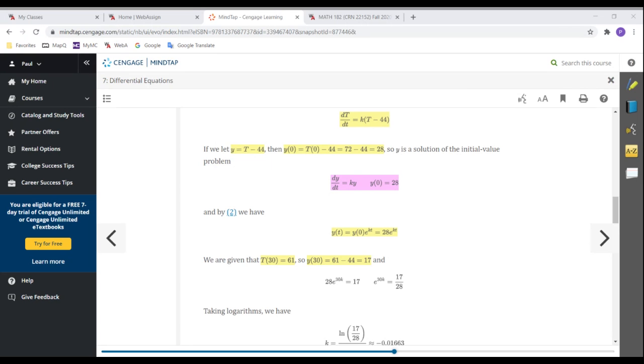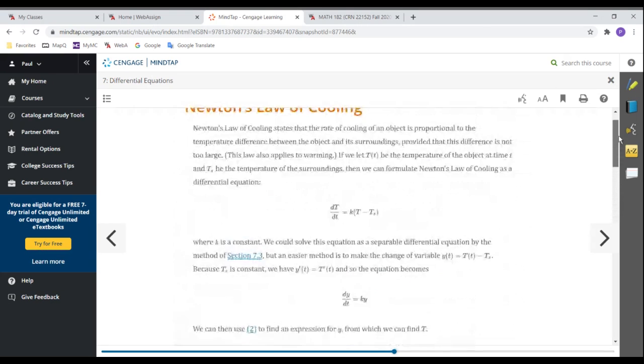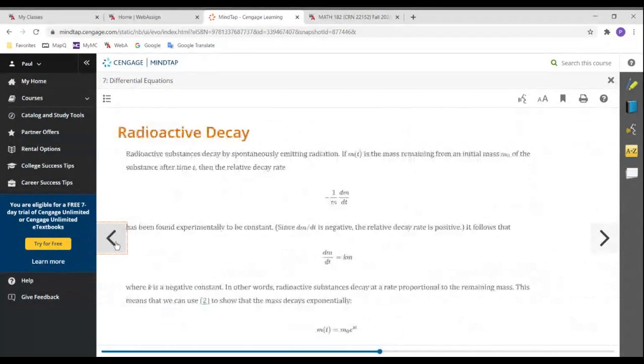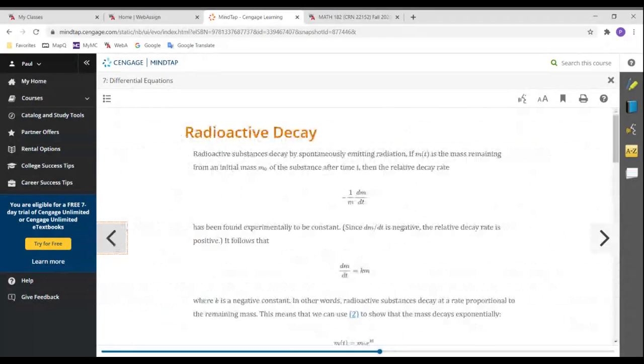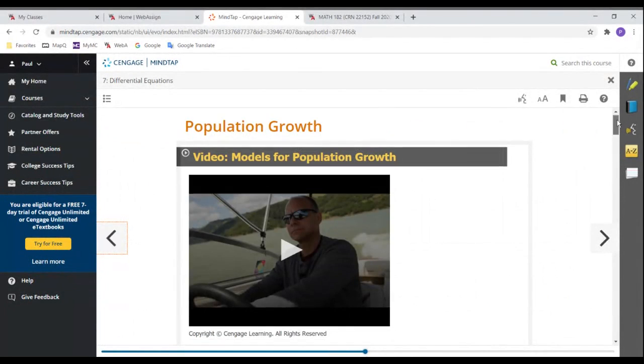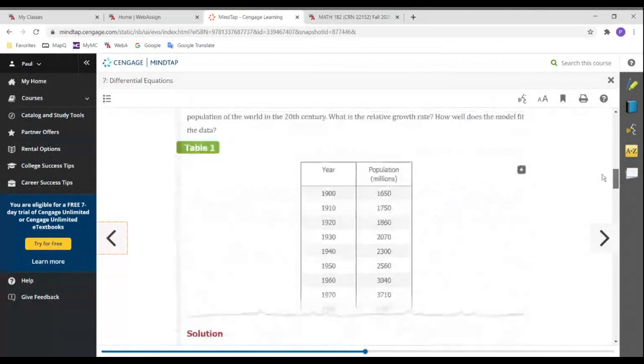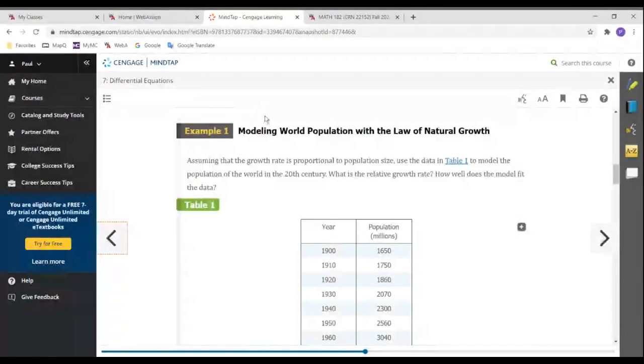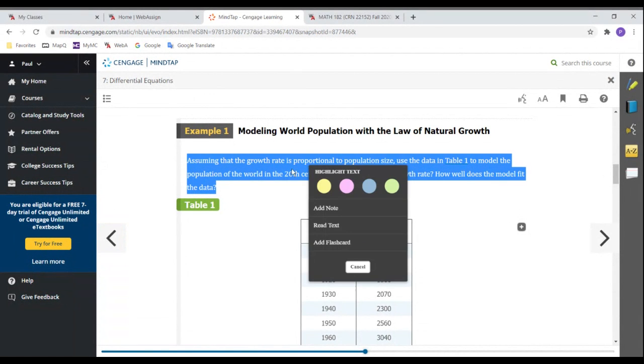I want to show you something else too here. I want to show you another problem. I'm going to look at a third problem, but this will be right from the book. This has to do with population growth, and with a table. This is actually example 1 from the book.